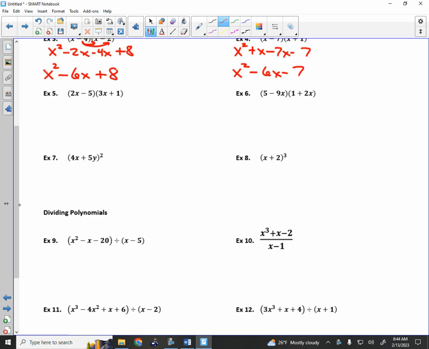Okay, then the next one, you can see that there are numbers in front of the x. We still just be careful, multiply each one out. We get a 6x squared plus 2x minus 15x minus 5. So 6x squared minus 13x minus 5. Go ahead and do number 6 on your own.